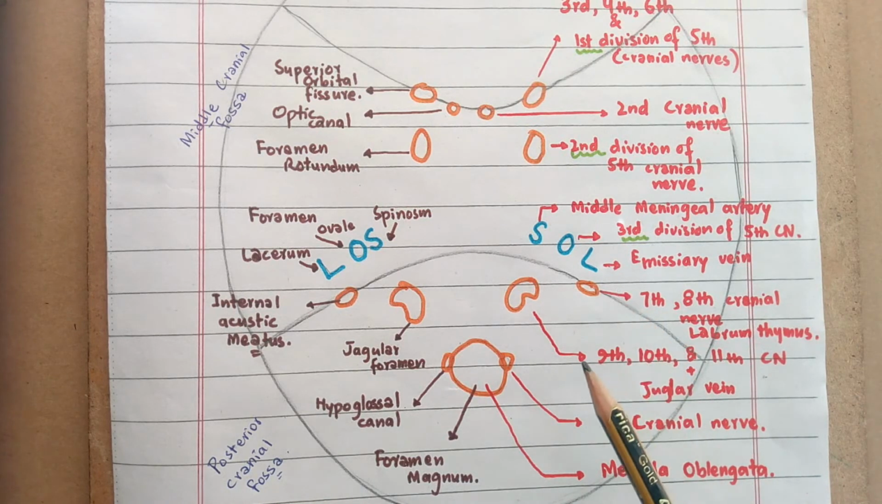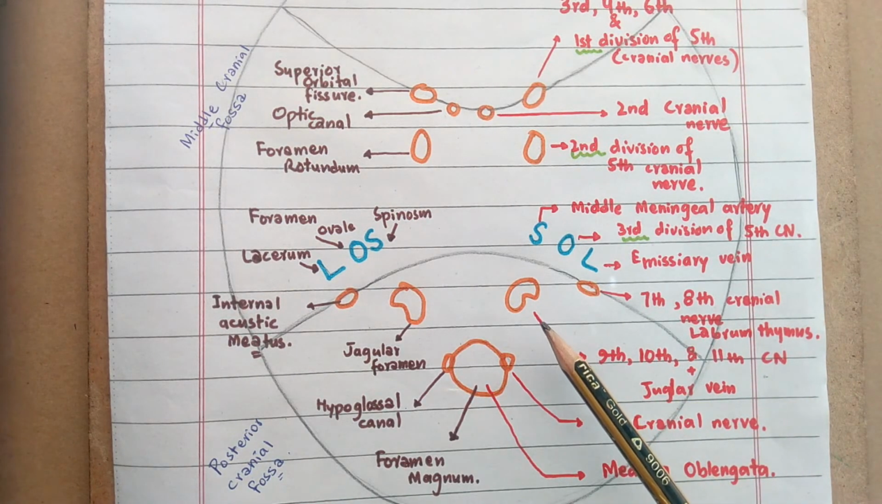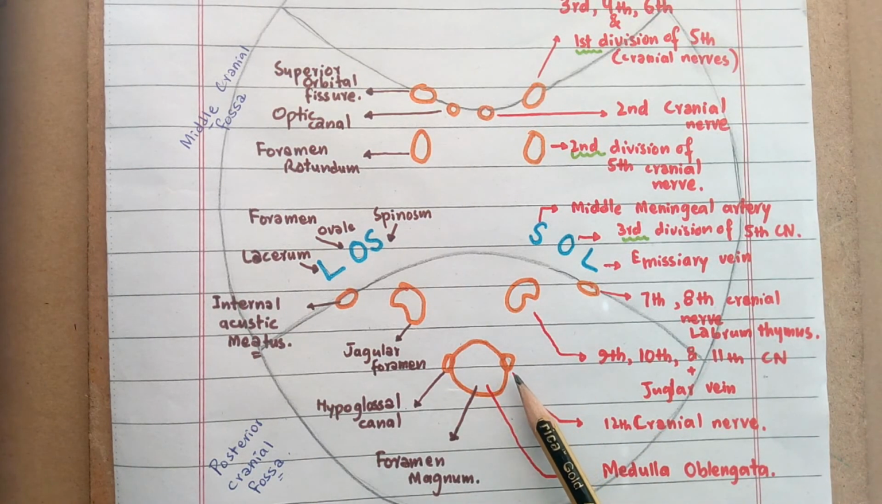The 7th and 8th cranial nerves pass through the internal acoustic meatus. Then the jugular foramen, present in the posterior cranial fossa. It is responsible for the passage of the 9th, 10th, and 11th cranial nerves. Plus the jugular vein is also passed out through the jugular foramen. Next, the hypoglossal canal. The 12th cranial nerve passes out through the hypoglossal canal, and then the foramen magnum.